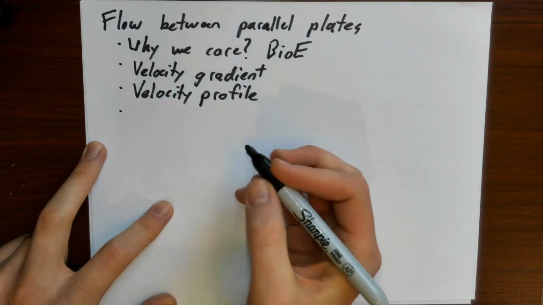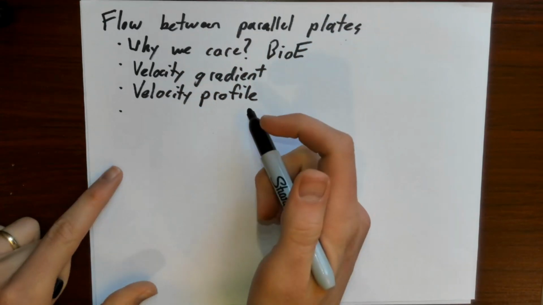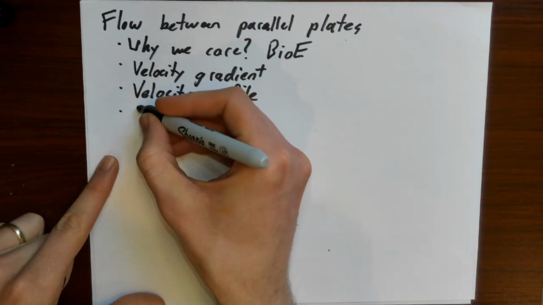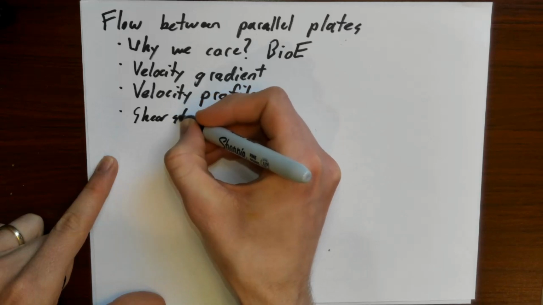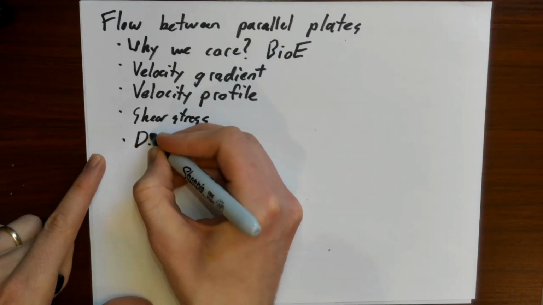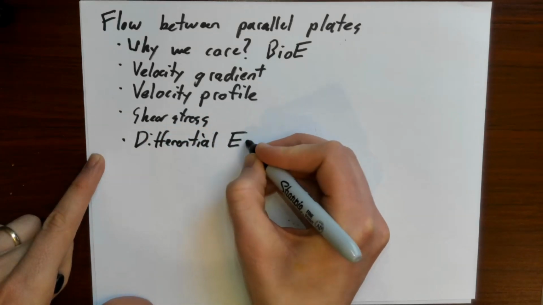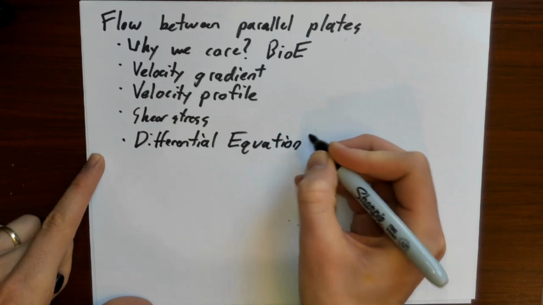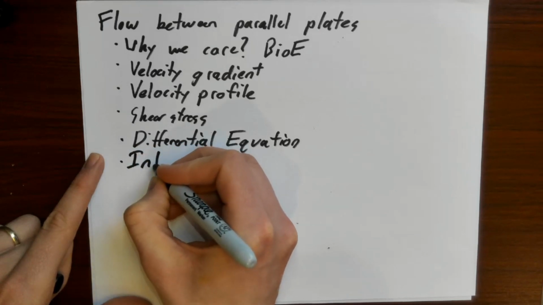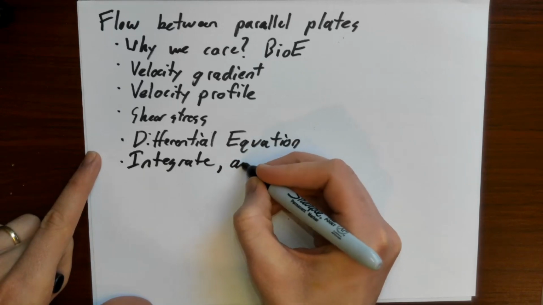Then we're going to frame this problem in a mathematical, calculus, algebra sort of way, and this is going to help us. In the steps, we're going to talk about shear stress. We're going to end up setting up a differential equation. And then we're going to solve that differential equation. So we're going to integrate, and we're going to apply boundary conditions.